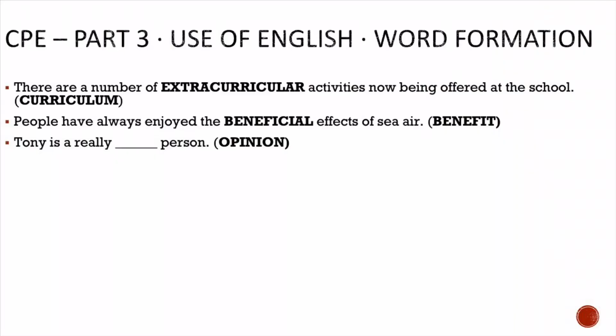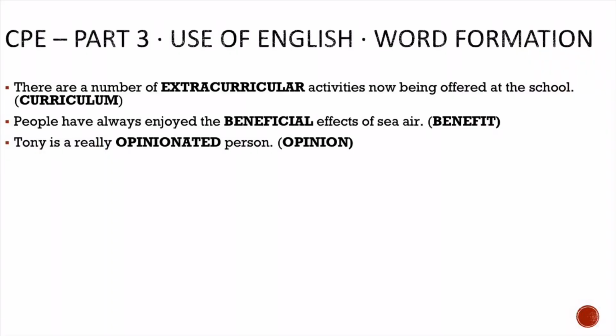Another example, Tony is a really person. We have the word opinion. What kind of word is opinion? It is a noun. What do we have to change it to? Well, here we would have to change it to an adjective, okay, because we have person after the gap. So what kind of person is related to an opinion? This would be an opinionated person, somebody who really likes to give their opinion.